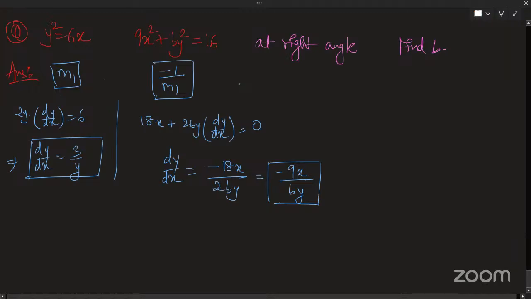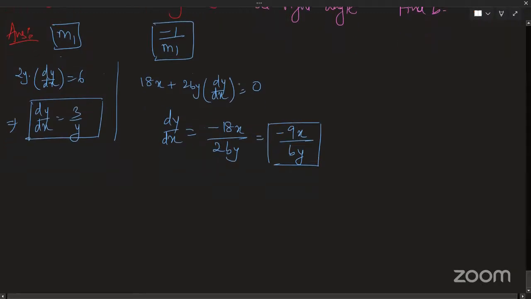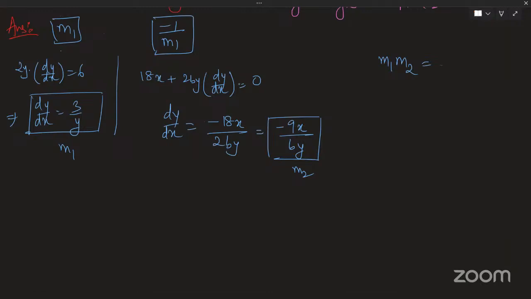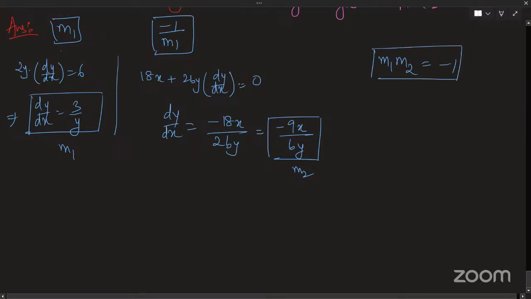Can you tell me what will be the multiplication of both of them? If this is m1 and this is m2, and both of them are intersecting at right angles, what is m1 into m2 equal to? Minus 1. Great, because both of them are intersecting at right angle. So let us give it a try. So 3 by y into minus 9x by by is equal to minus 1.